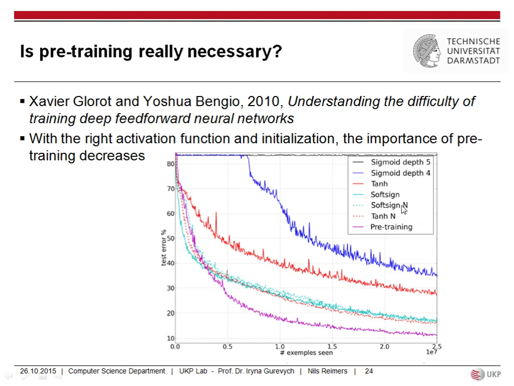But then he presented different initialization methods. So he presented a new way to initialize the weights, which is called here N. And we see, okay, when you use the tangent function with the right initialization, you get quite a low error rate. Oh, sorry, it's not on the MNIST data set, it's on a different data set. Here you have an error rate of 15% compared to 90% when you use the sigmoid function. But it's still a bit higher than with the pre-training. But with the right activation function and normalization, the importance of pre-training decreases. And I think in the most recent papers, people do not apply pre-training that much.